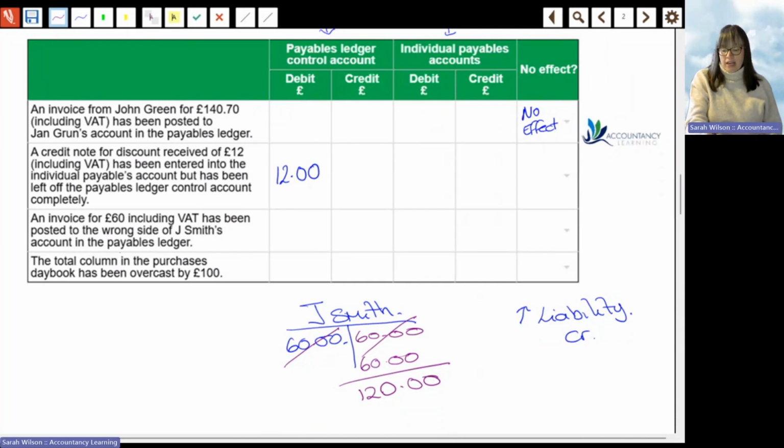So this was working in the payables ledger. So it will be £120 credit.